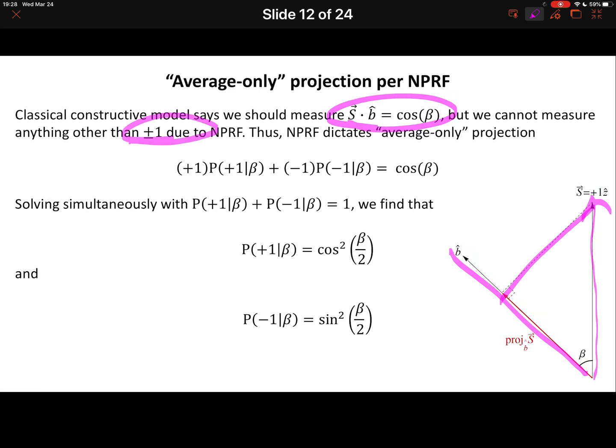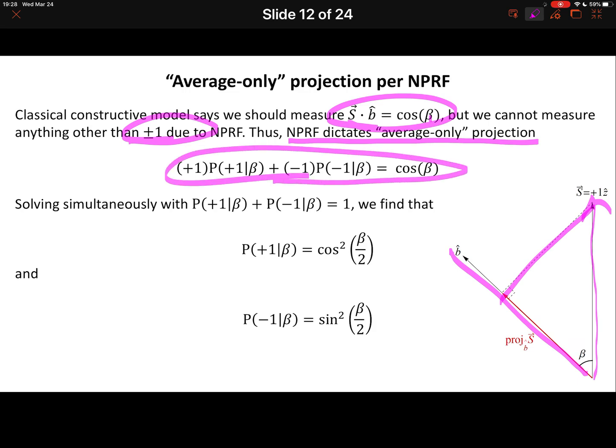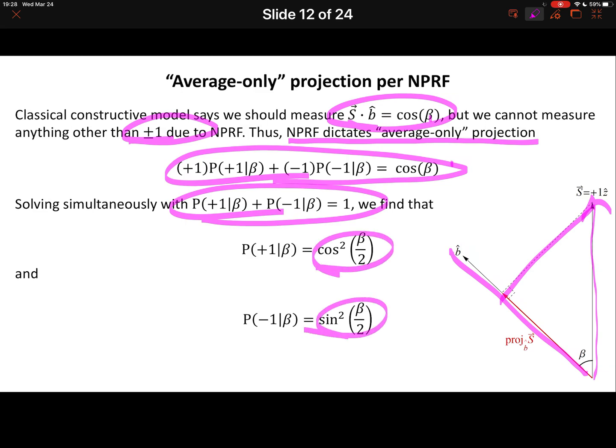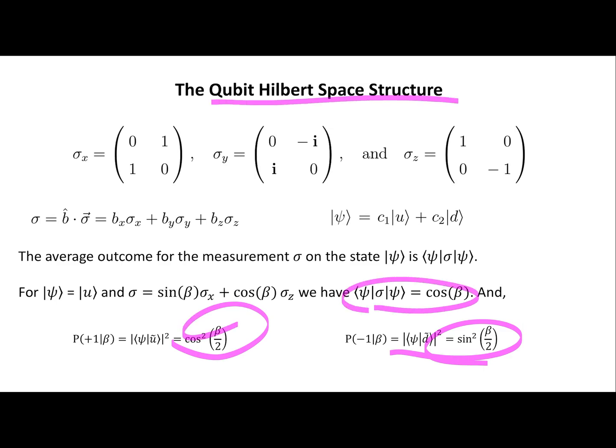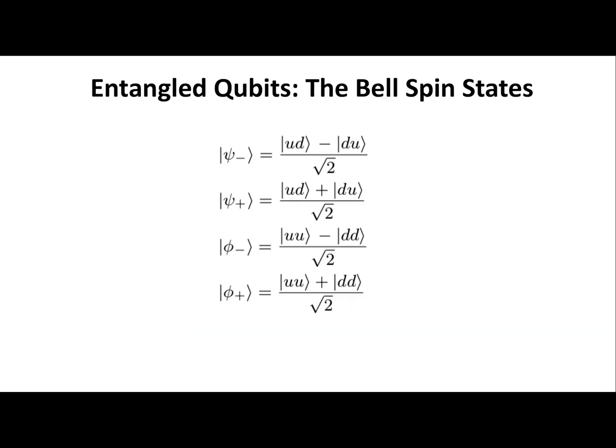But you can't measure cosine beta. You can't get a fraction. It always has to be +1 or -1 because of NPRF. So NPRF says we can only accommodate this cosine beta on average, because +1s and -1s can average to a fractional result. That average-only projection plus your normalization condition gives you the distribution precisely as we find with our qubit Hilbert space structure. And there's your average.